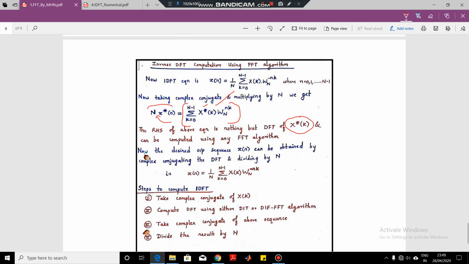So what to do with this? We can simply divide whatever output we get by N, and we can take again the complex conjugate of x star of n, so we will get x of n. So these are the modifications.